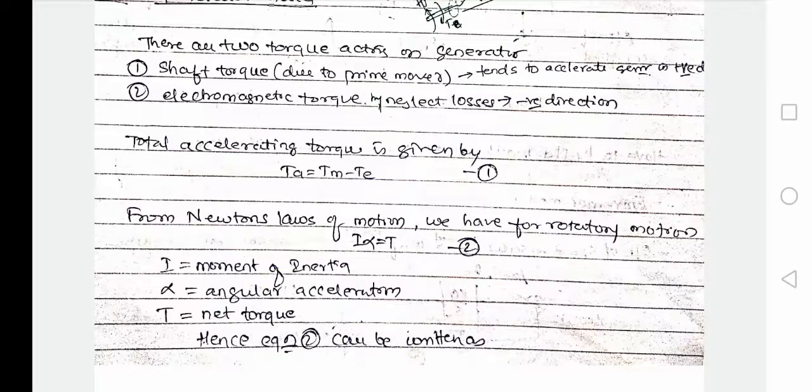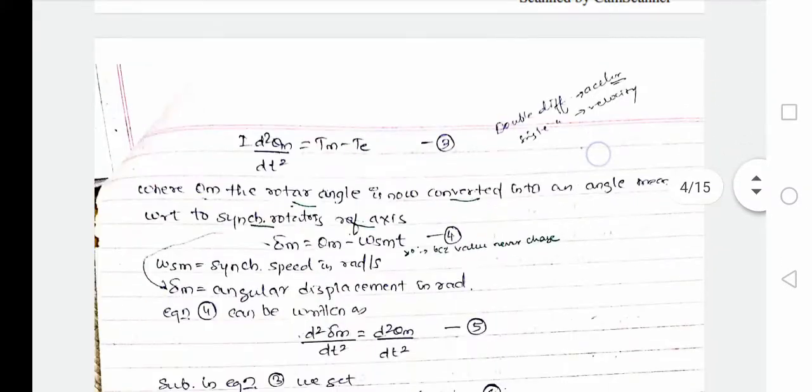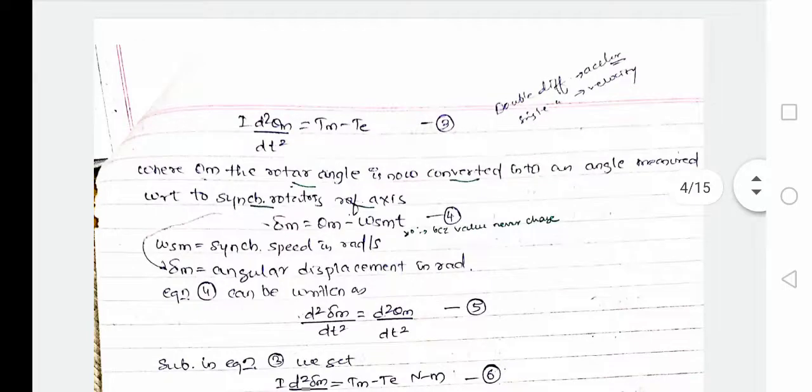Equation number 2, that is I alpha is equal to T, can be written in terms of the rotating angle as I of d square theta m divided by dt square is equal to Tm minus Te. You can take it as equation number 3, wherein this theta m is nothing but the rotor angle, and it is now converted into an angle to be measured.